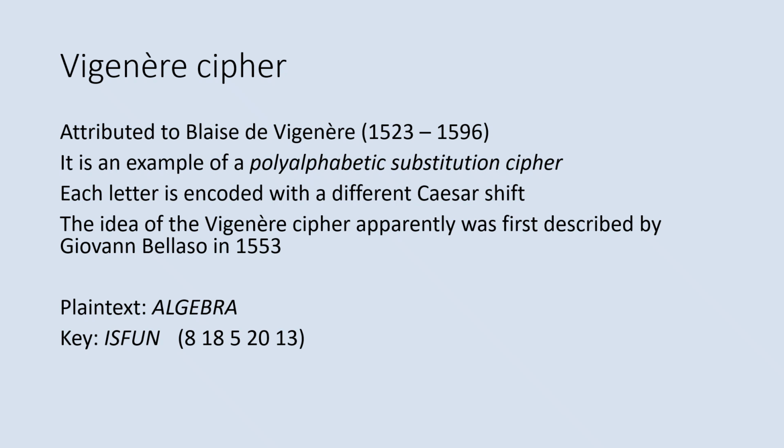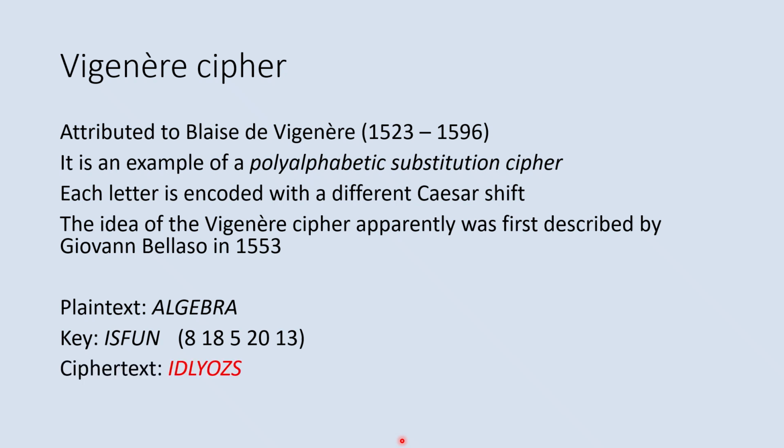And so what we're going to do is those numbers tell us which Caesar shift to use at which time. When we encode the A, we're going to use a +8 Caesar shift. The L is the next one, it's an 18. G will be +5. E will be +20. B will be +13. But then the R and the A, what do we need to do? We have to wrap back around. So the R will be a +8 and A will be a +18. And so we'll see in this example why this is a polyalphabetic cipher.